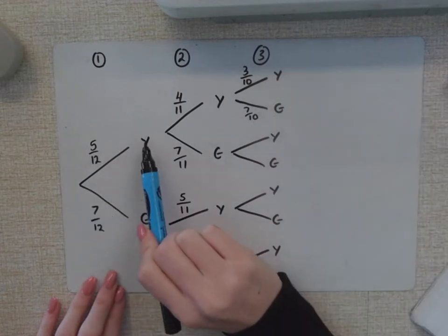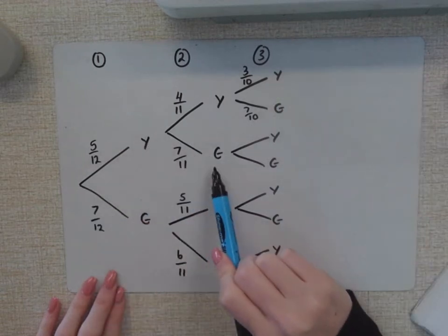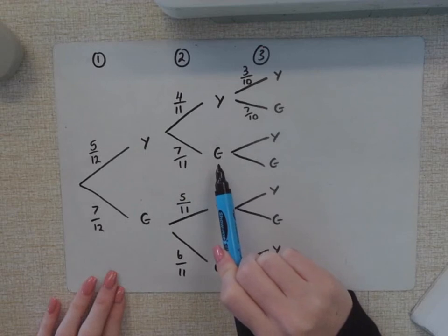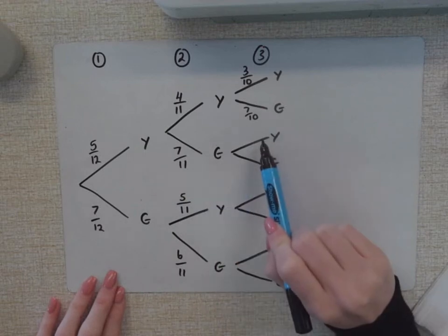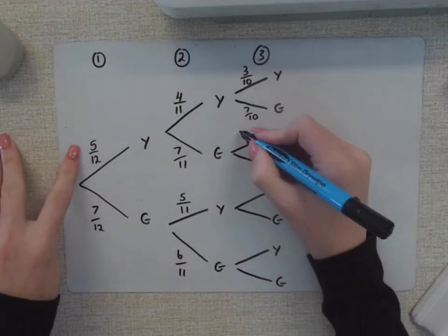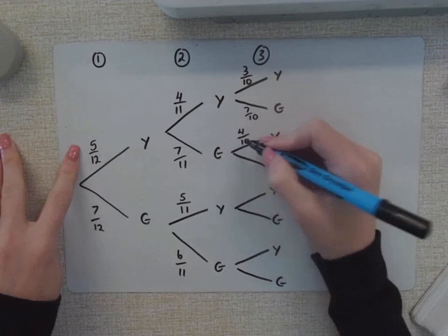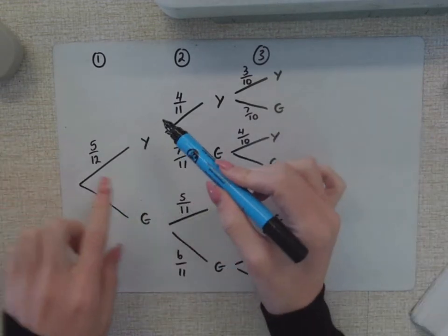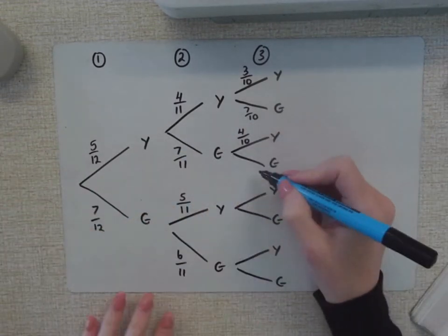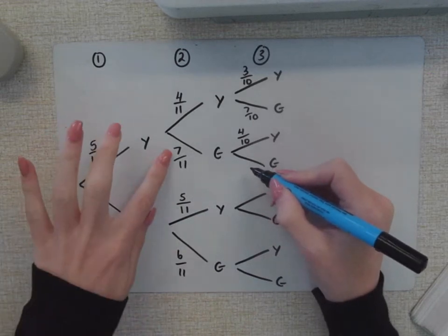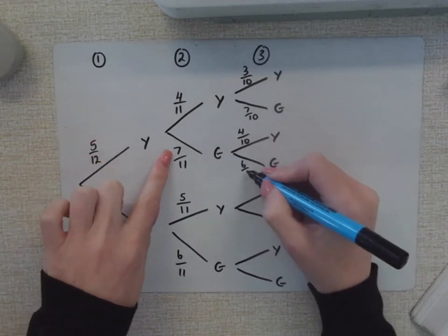A yellow was picked, then a green was picked. What's the probability of yellow? It was 5, so now it's 4. Good. Out of 10. A yellow was picked, a green was picked. What's the probability of a green? It was 7, so now it's 6. Good.